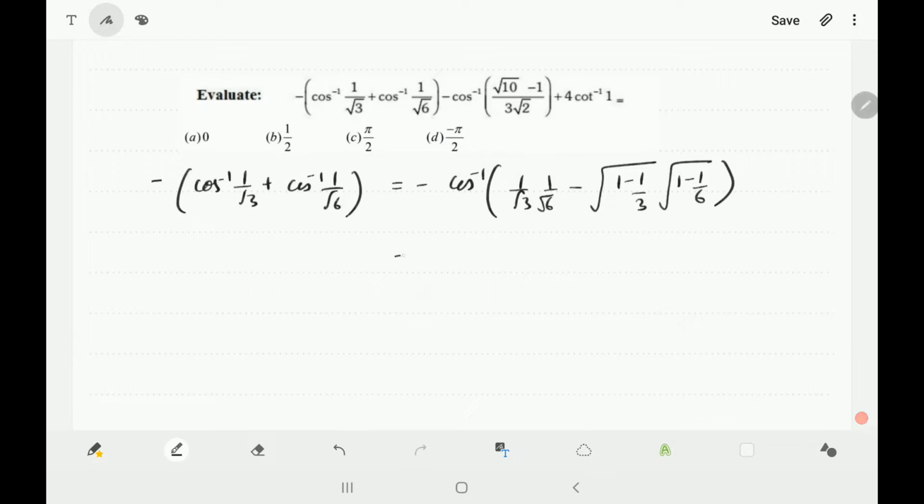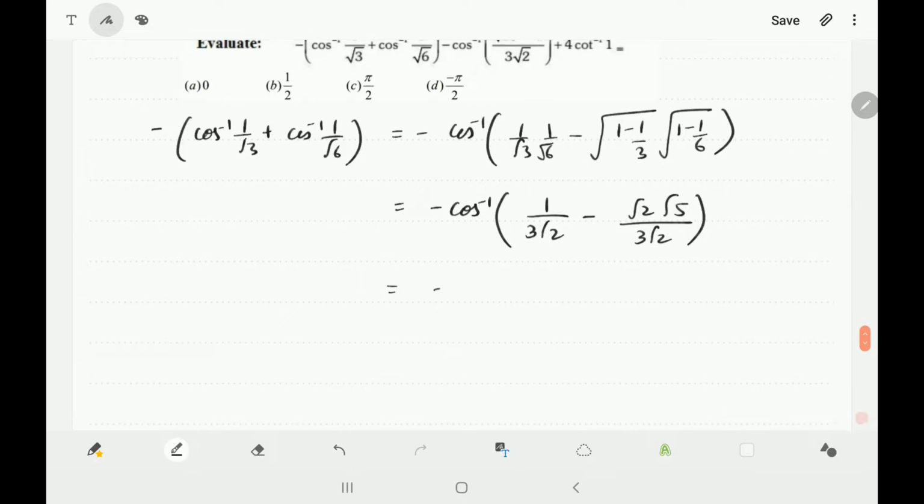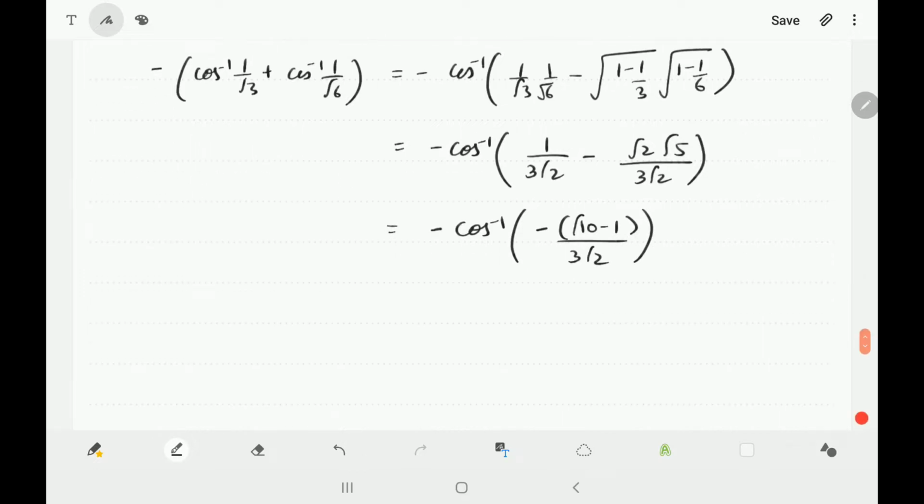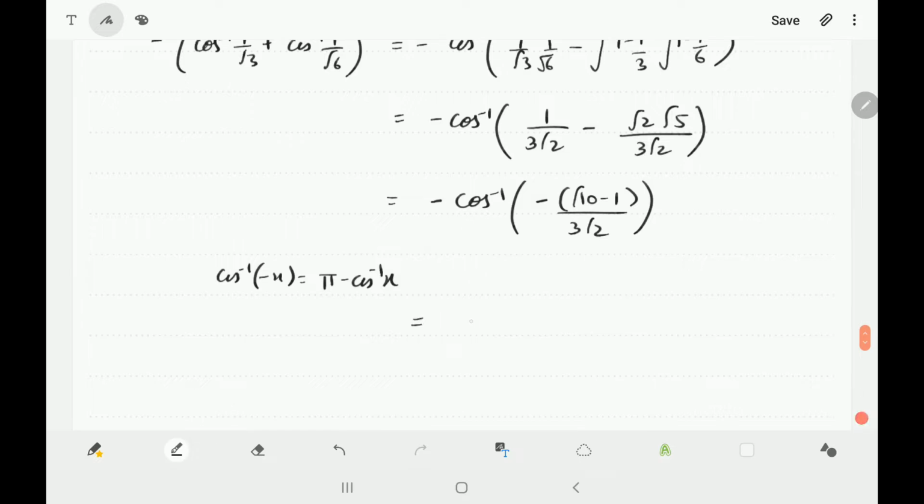So I applied that. Now we will have this value as cos inverse of 1 by root 3 into root 6, which will be 3 root 2, minus in the numerator we will have root 2 root 5 divided by 3 root 2. Root 2 root 5 will give us the value cos inverse of negative of root 10 minus 1 divided by 3 root 2. We also know the formula that cos inverse of minus x is the same as pi minus cos inverse x. So this term will be equivalent to minus of pi minus cos inverse of root 10 minus 1 by 3 root 2. So now let's put this value in the expression.